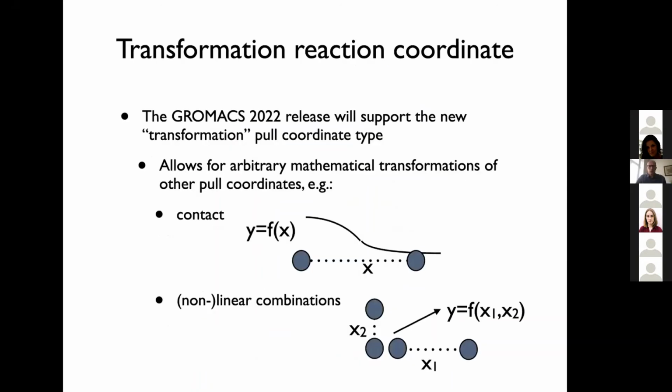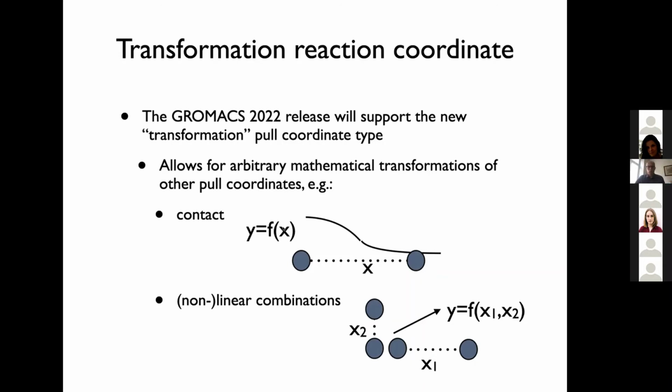So now in GROMACS 2022, which will soon be released, there will soon be a beta, and the release will be in January 2022. We have a new transformation pull coordinate type. This adds a lot of new options, because then one can transform with arbitrary mathematical formulas reaction coordinates you already have, pull coordinates.